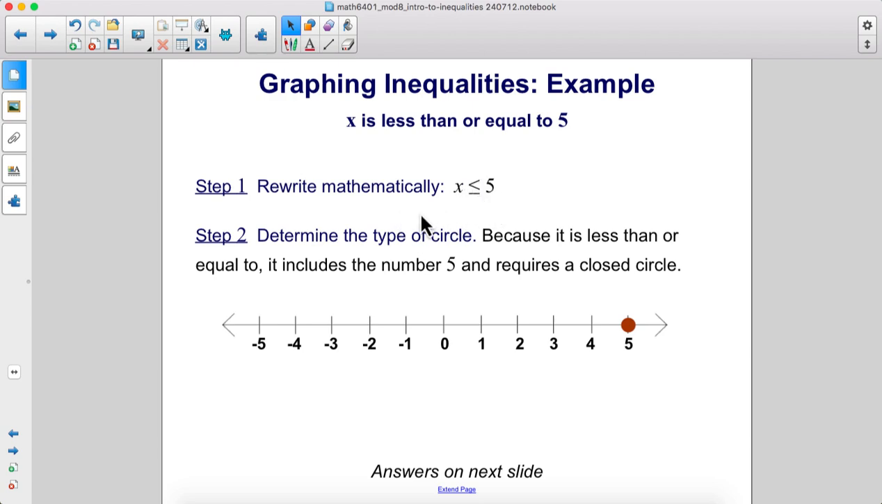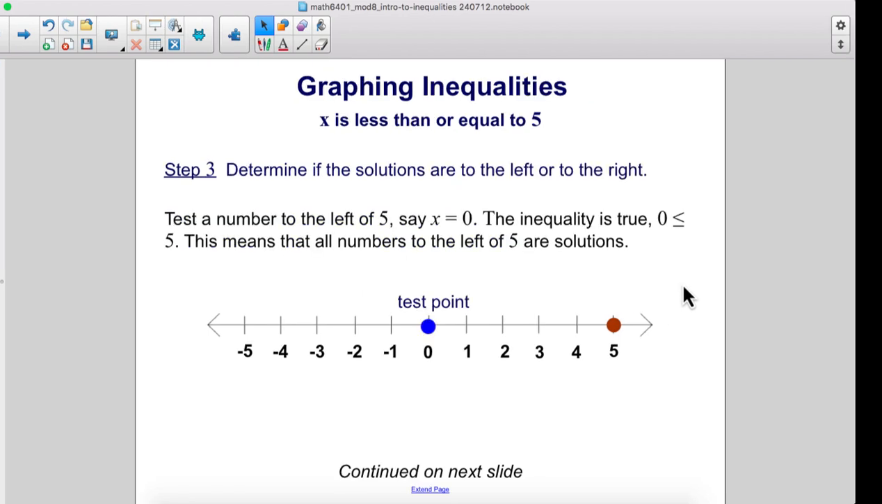Then determine the type of circle. Because it is less than or equal to, it does include the number 5, and we will draw a closed circle. Determine if the solutions are to the left or the right.